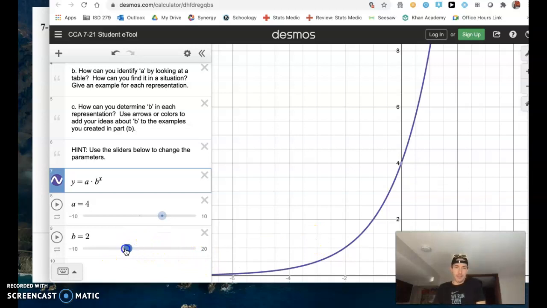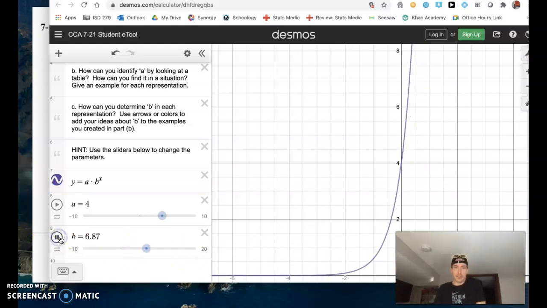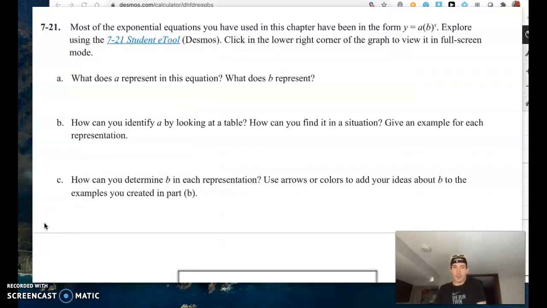Well, how about B? What does B represent? Let's goof around there. Right, B is still that growth factor, right? There's B's negative, okay. But look at when B gets bigger. Look at how much steeper that line gets. Holy cow. So A is that y-intercept. B is still that growth factor.